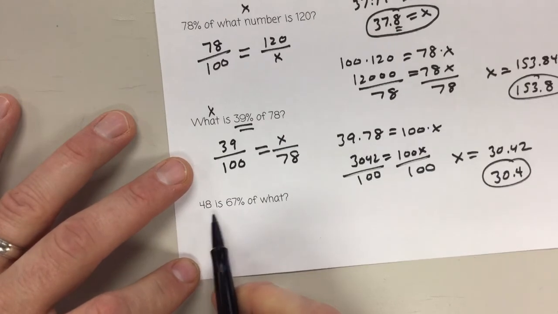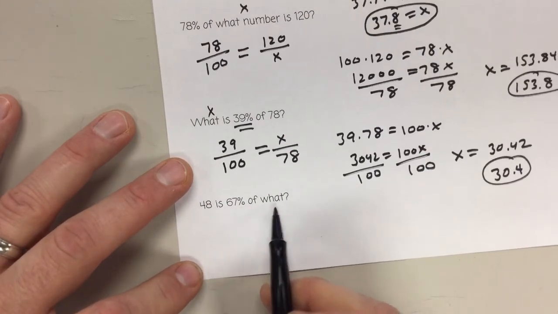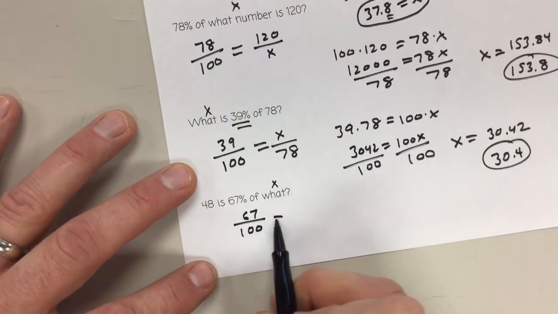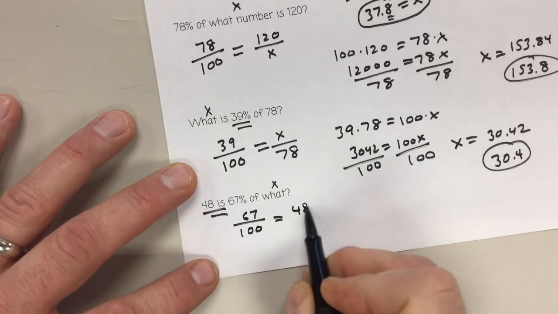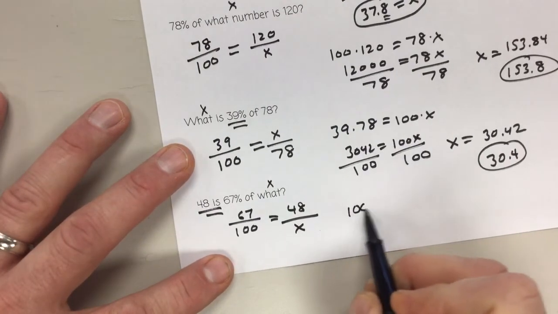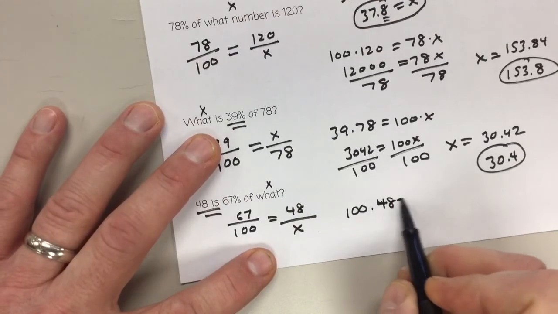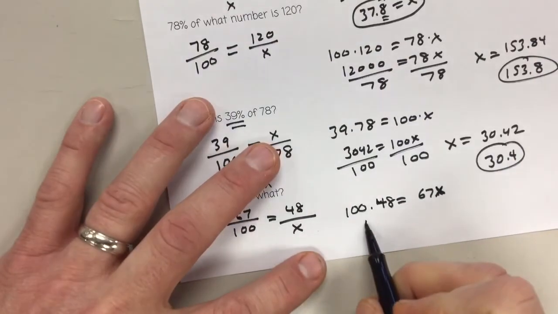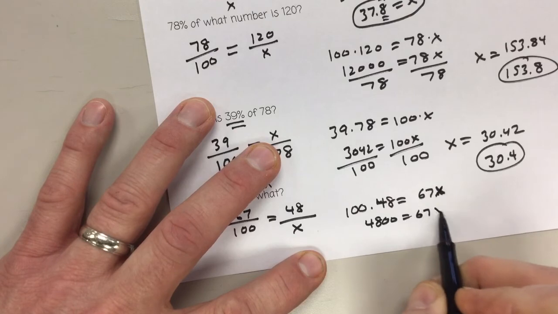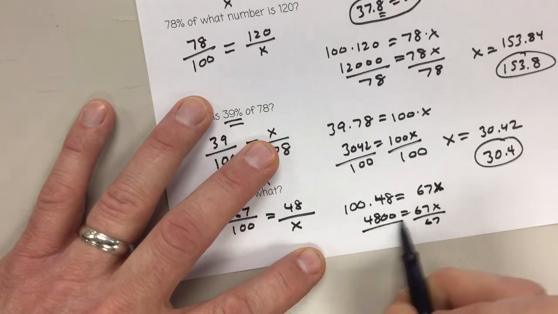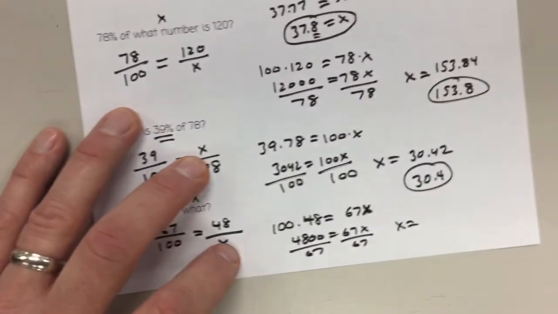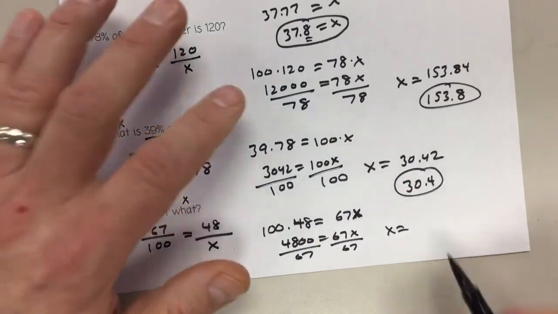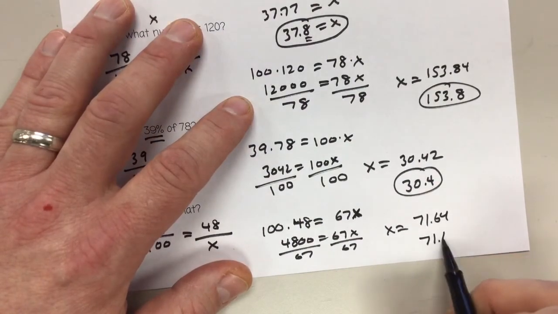Last example, 48 is 67% of what number? Remember, the "what" becomes the x. 67% gets written as 67 out of 100. 48 is the "is," x is the "of." So 100 times 48 equals 67 times x. So 100 times 48 is 4,800. Divide both sides by 67 to solve for x. 71.64, and we'll round that to 71.6.